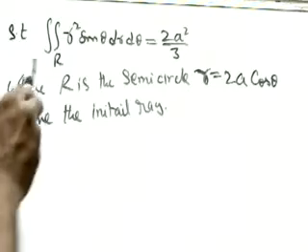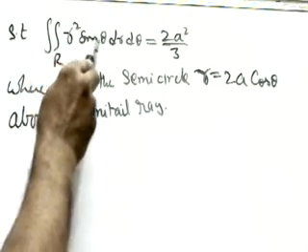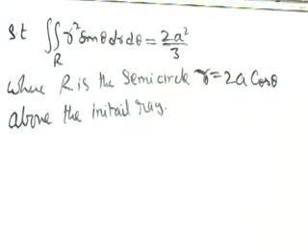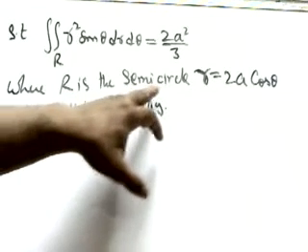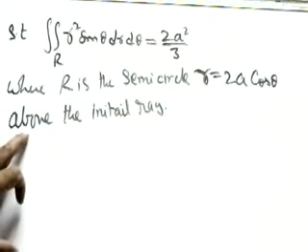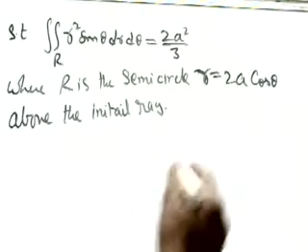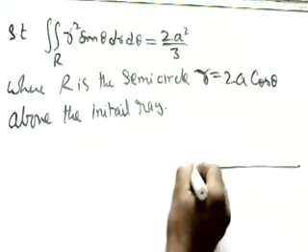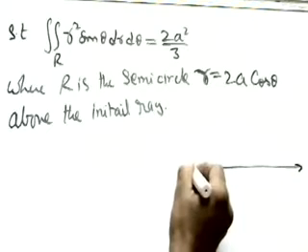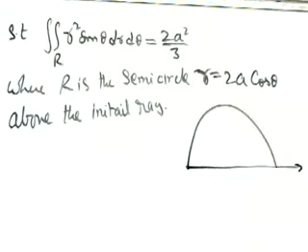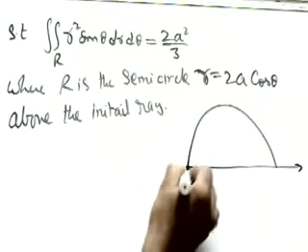Now you see the next question. Double integration over the region of r square sin theta dr d theta equals 2a square by 3; we have to show this, where the region is the semicircle r equals 2a cos theta above the initial ray. We have just now seen that, suppose this is the pole, this is the ray. We have to take only the semicircle above the initial ray.